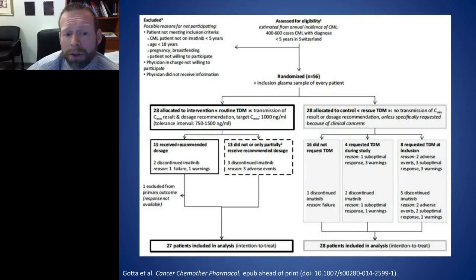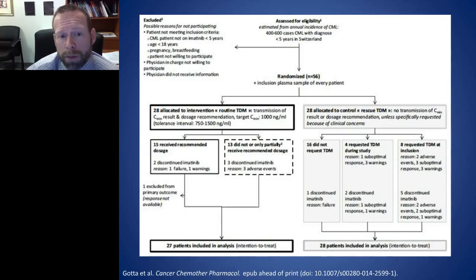And so based on those findings, the same group, and this is a paper that is just recently electronically available, it's EPUB ahead of print, I have the reference here at the bottom of the slide, went on to do a randomized control trial to build on that pharmacokinetic work.